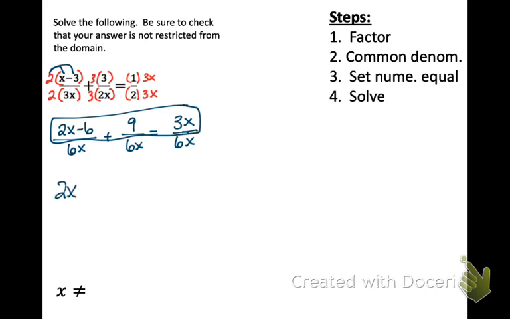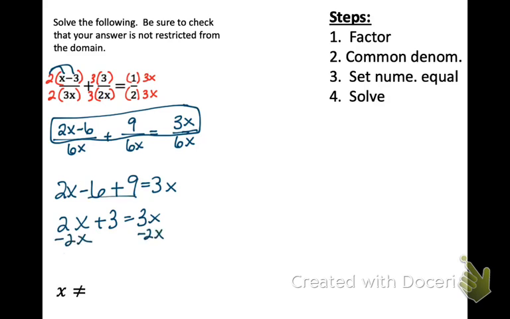I have 2x minus 6 plus 9 equals 3x. And I'm just going to solve this equation now. So I have 2x plus 3 equals 3x. Once I combine these like terms, subtract the 2x over, I get 3 equals x. So my answer here is 3. Looking back at my denominators, I had just numbers times x, like 2 times x, 3 times x, 6 times x. So my only restricted value is 0. Since that wasn't my answer, I am good to go.